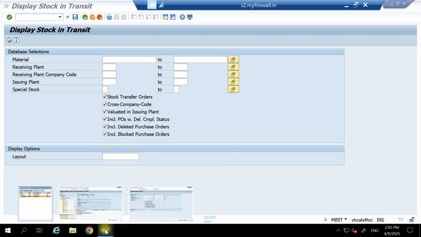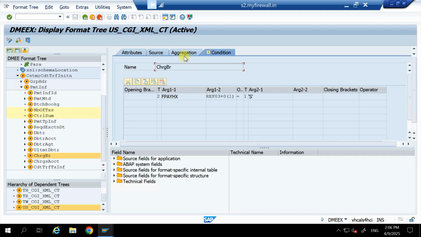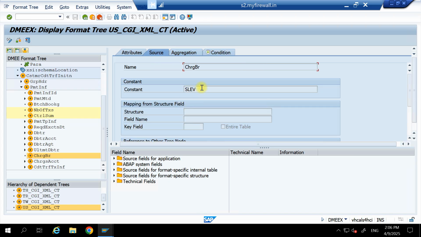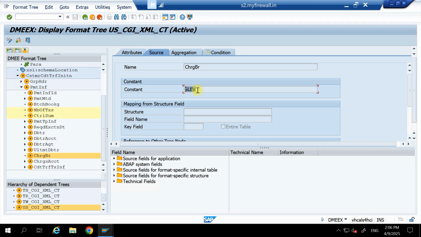And for this you have to go here. Here you have one tag called ChargeBr. Here you have to pass the value, based on a certain condition. So based on this code, whether it is CRED, DEBT, SHAR, or SLEV, whatever you are passing, the bank will understand and handle the transaction charges. Okay, so remember this one.